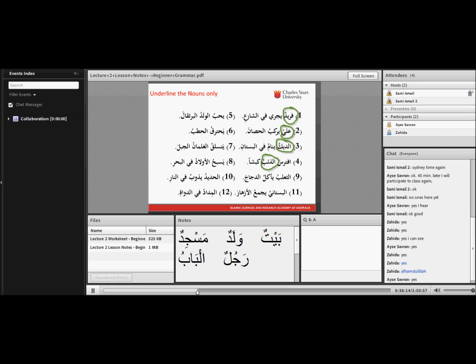Okay. Number 9. Ta'labu. This is also a verb. I'm sorry, it's an ism, a noun. Just looking at some more examples. Al-Ghulmanu. This is also a noun. It's an ism. Al-Hadidu. Also an ism.